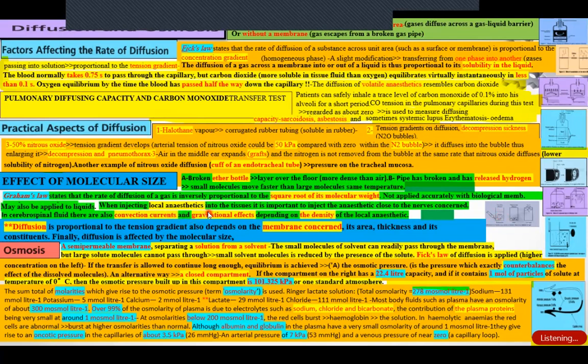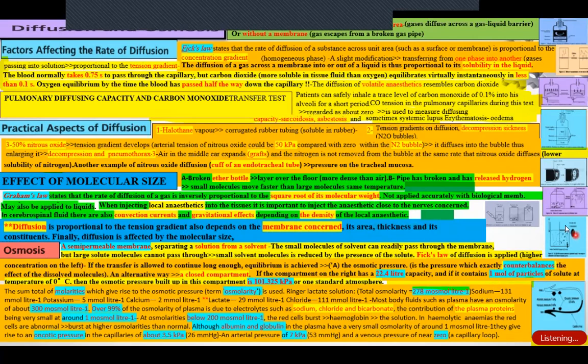The spread of local anesthetics in the subarachnoid space is governed by gravitational effects and convection currents, and of course on the density of the local anesthetic. And these are the factors affecting the diffusion. We didn't mention before the membrane concerned.